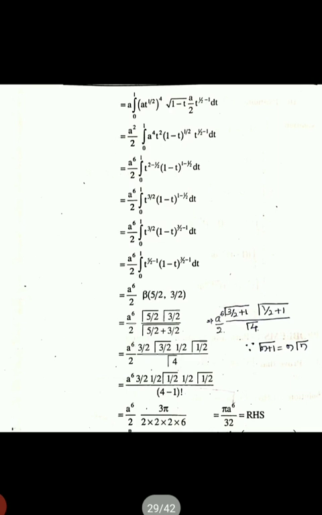Next step, a raised to 6 divided by 2. See here, we have gamma 1 by 2 two times. We know that gamma 1 by 2 is the square root of pi, so two times gives pi. So 3 pi divided by, for the denominator, 2 into 2 into 2, and 4 minus 1 is 3, and 3 factorial is 6. Solving it, we get pi a raised to 6 divided by 32. So this is the solution of the example.